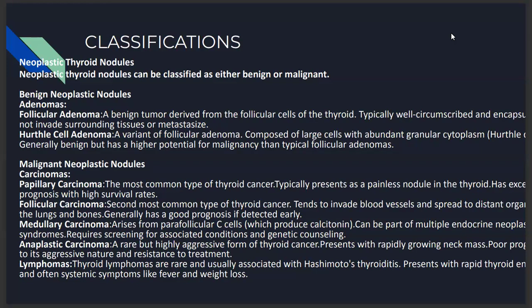Under the malignant neoplastic nodules, we have carcinomas. A papillary carcinoma is the most common type of thyroid cancer. It typically presents as a painless nodule in the thyroid. It has an excellent prognosis with high survival rates. A follicular carcinoma is the second most common type of thyroid cancer, and it tends to invade blood vessels and spread to distant organs, the lungs and the bones. Generally, it has a good prognosis if detected early.